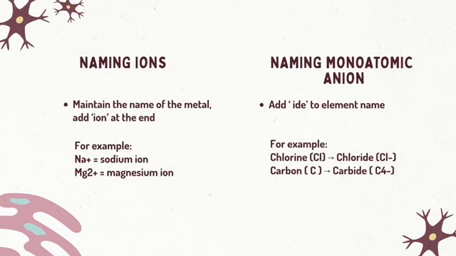Next, we move on to monoatomic anions, which are non-metals. For non-metals, the naming rule is different. We change the ending of the element name to ide. For example, chlorine becomes chloride, carbon becomes carbide. So whenever you see a non-metal ion, remember element name plus ide.